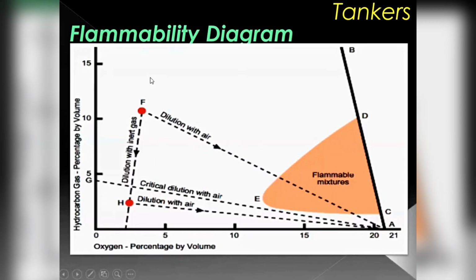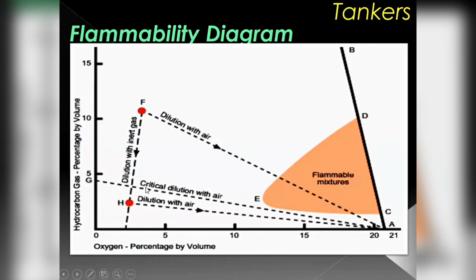Now, how much should the hydrocarbon percentage be diluted? It depends on the lower flammable range. What is the lower flammable range of that particular cargo? For this purpose, it is 1% by volume. So suppose I lower the hydrocarbon percentage to 1% or 2% by volume, and then when I introduce fresh air, it will definitely fall into the safe zone.